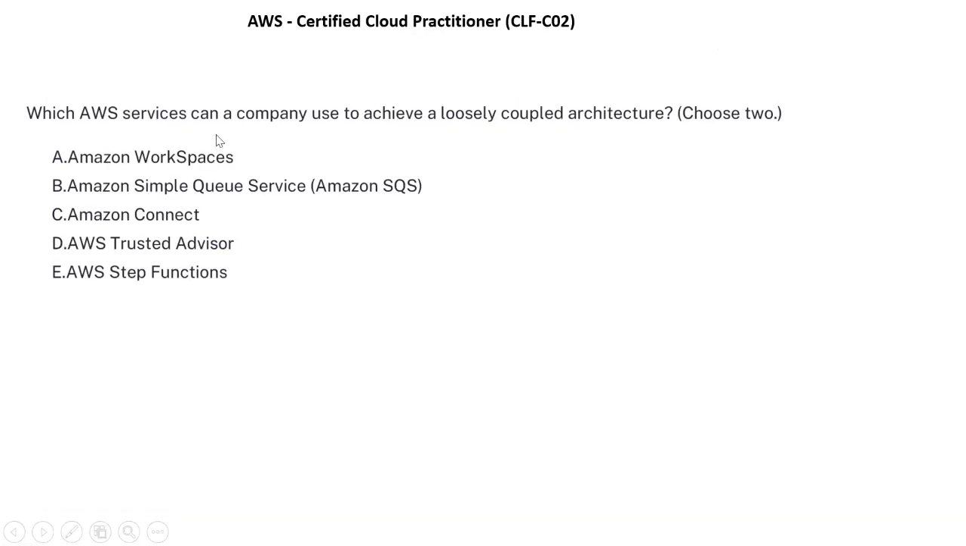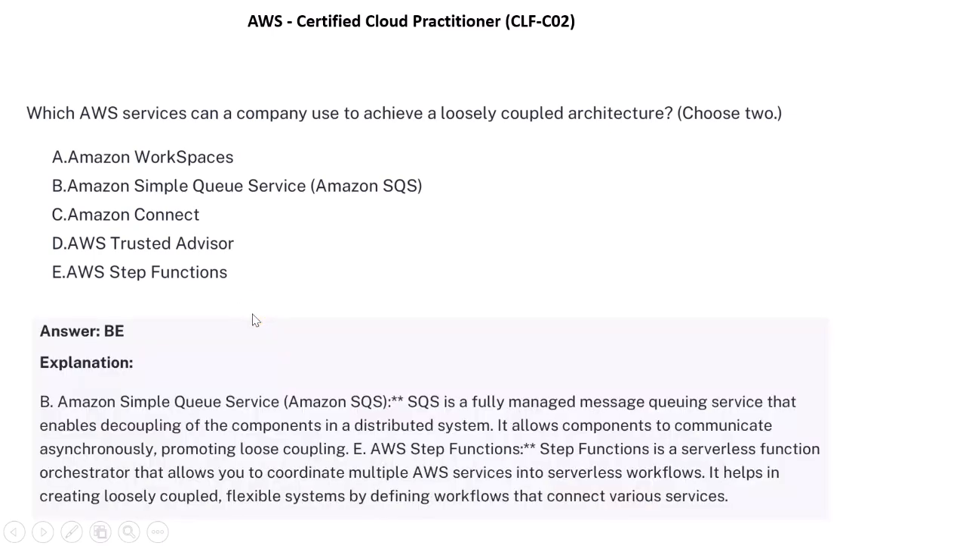Which AWS services can a company use to achieve a loosely coupled architecture? Choose two options. The options are option A, Amazon WorkSpaces. Option B, Amazon Simple Queue Service. Option C, Amazon Connect. Option D, AWS Trusted Advisor. Option E, AWS Step Functions. The correct options are option B and option E.